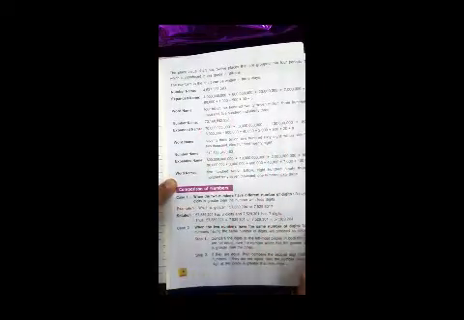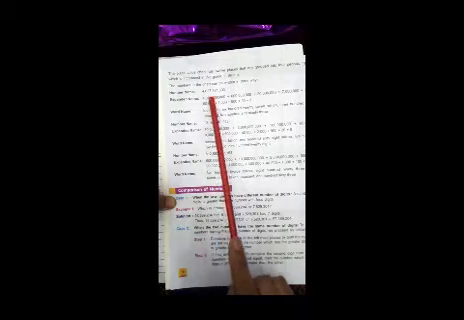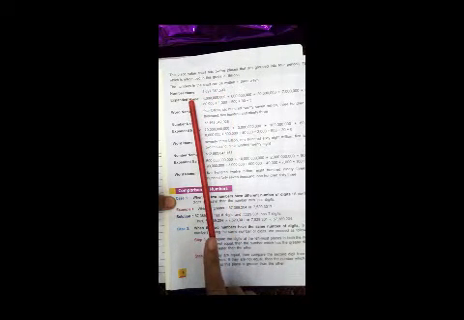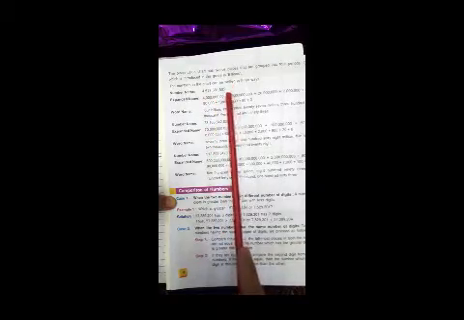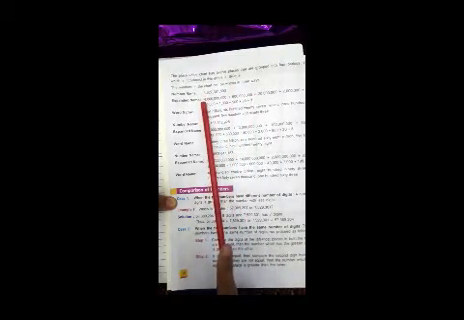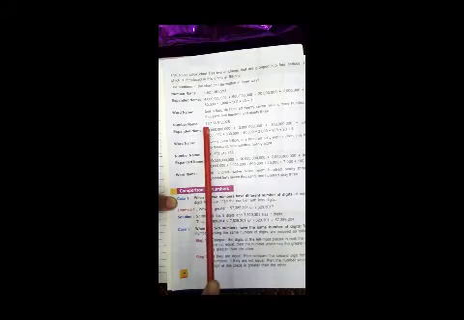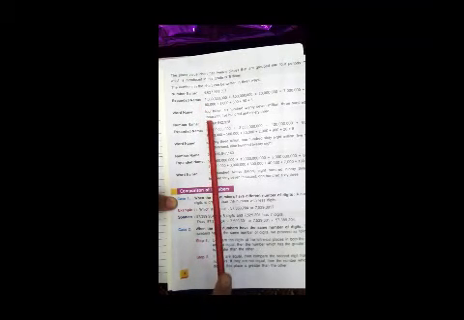Here some keywords are given to you. Let's talk about these words. Number name: basically this is your number name. Expanded form: how can we write the number in expanded form? By adding plus and adding zeros, and this is your place value. Word name: this is your word name.